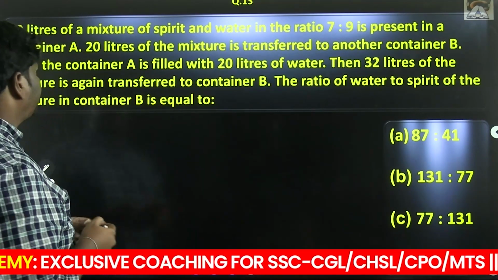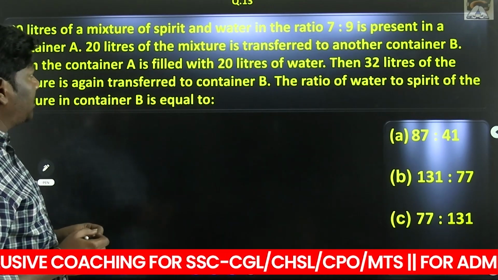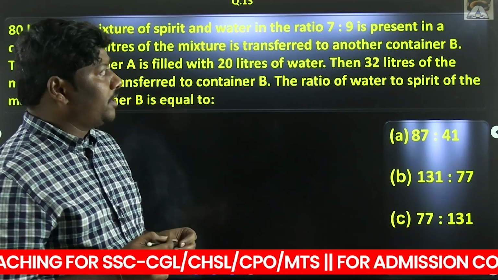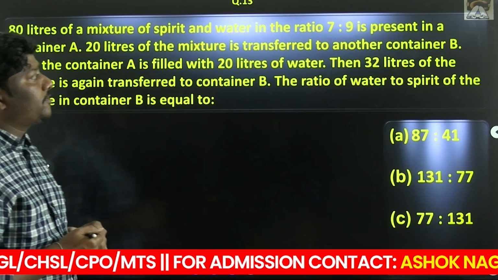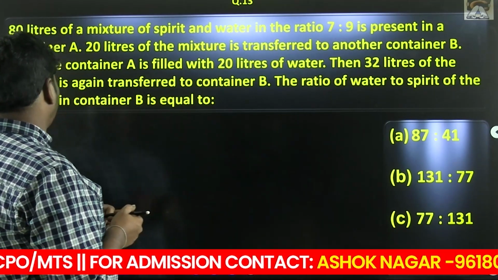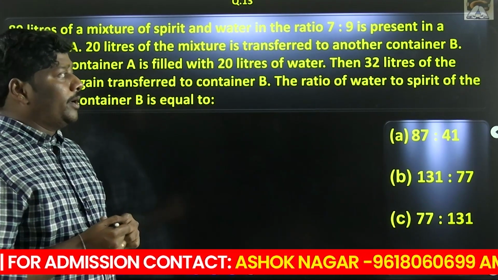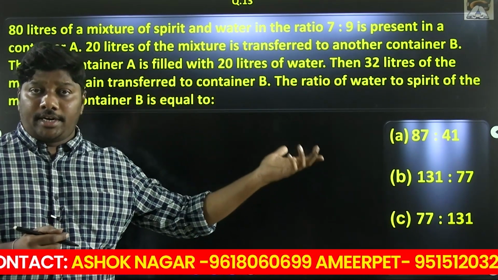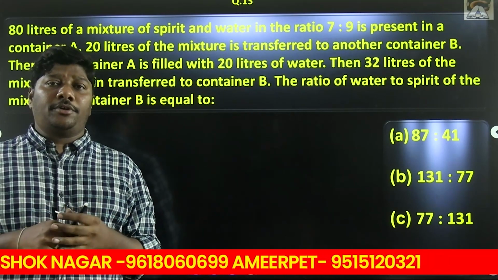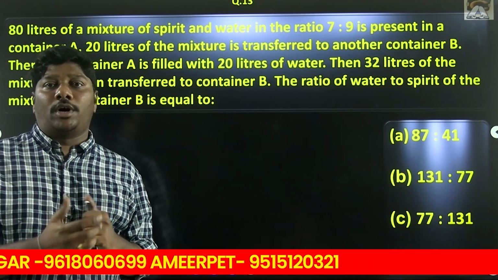Now see this one. 80 liters of a mixture of spirit and water in the ratio 7:9 is present in a container A. 20 liters of the mixture is transferred to another container B. Then the container A is filled with 20 liters of water. Simply you are taking 20 liters out of it and adding 20 liters of water. It is nothing but replacing 20 liters of mixture with water.